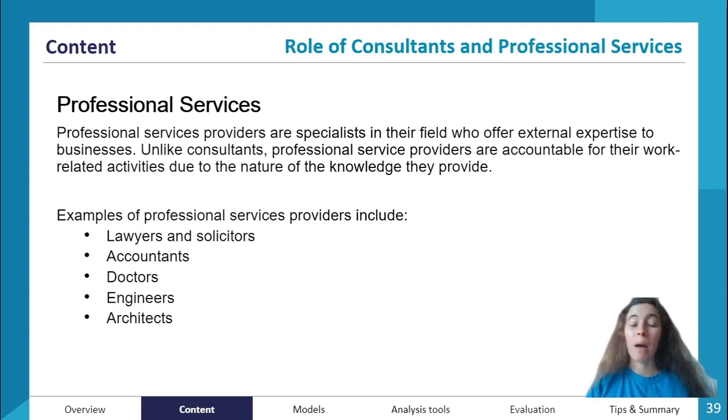So if you think about lawyers, they have a lot of training, and they need to be providing professional services that are accurate and not misleading organizations. So they're accountable for the service that they're providing.